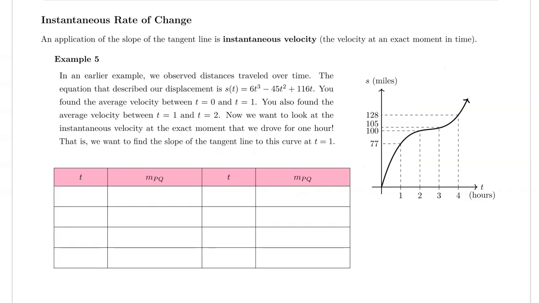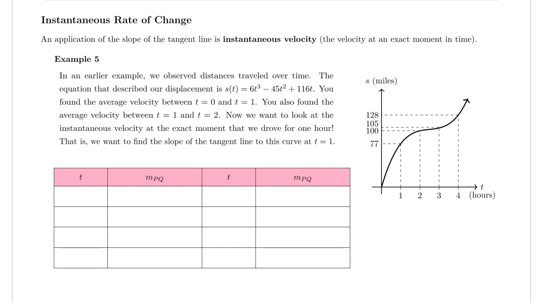Now that we have talked about average rate of change, we can start to talk about the instantaneous rate of change. An application of the slope of the tangent line is instantaneous velocity, or the velocity at an exact moment in time. Example 5 says, in an earlier example, we observed distances traveled over time. The equation that described our displacement is given by s of t is equal to 6t cubed minus 45t squared plus 116t. You found the average velocity between t equals 0 and t equals 1. You also found the average velocity between t equals 1 and t equals 2. Now we want to look at the instantaneous velocity at that exact moment that we have driven for 1 hour.